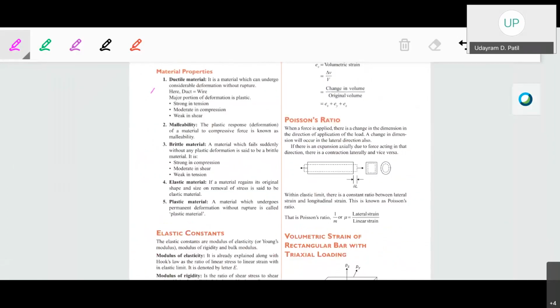Now, the ductile material and malleability, you read through this, okay. Brittle material, that has simple methods, okay.